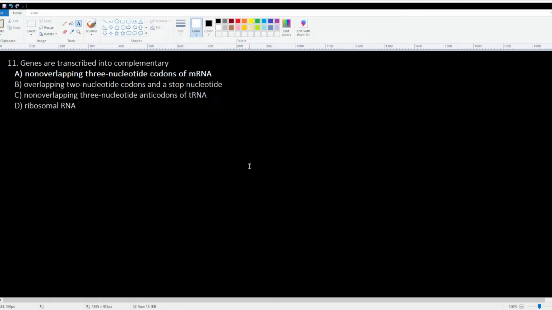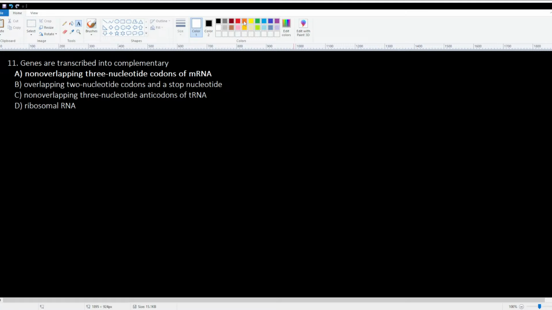Okay, so number 11 is asking: genes are transcribed into complementary A, non-overlapping three nucleotide codons of mRNA; B, overlapping two nucleotide codons and a stop nucleotide; C, non-overlapping three nucleotide anticodons of tRNA; or D, ribosomal RNA.